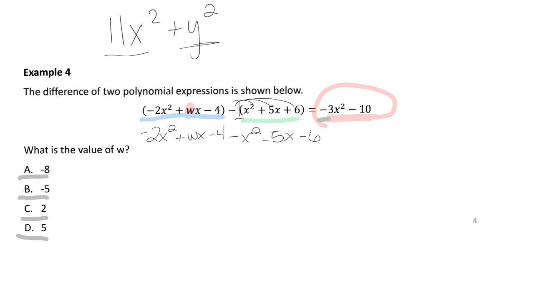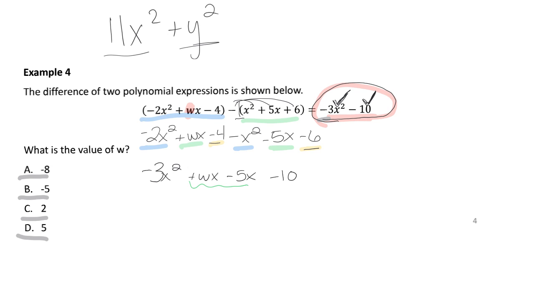Okay, now I'm going to combine my like terms. 2x squared minus x squared, wx minus 5x, minus 4 minus 6. Okay, so 2x squared minus x squared is x squared. All right, so that's part of our answer. Now we have a plus wx minus 5x. I can't really do anything to these guys yet because I don't know what w is equal to. And then I have a minus 4 and a minus 6, which is a minus 10, which is also part of my answer. So my answer is only a binomial.